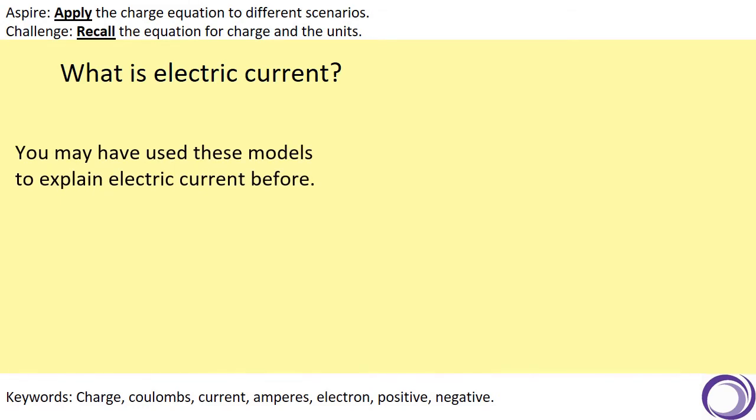Lower down the school, you probably will have used some models to try and explain what electric current is. We use models in science to try and make our understanding a bit clearer, because often some scientific concepts are a bit difficult to get your head around and you can't really see what's going on in a circuit because the stuff that's going on is far too small to observe directly.